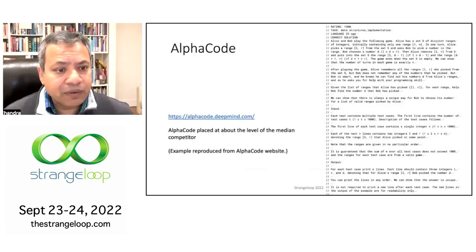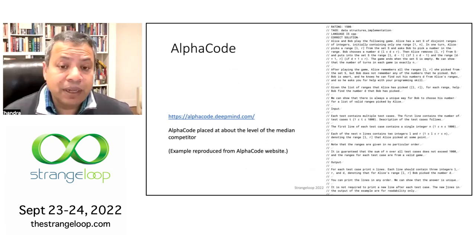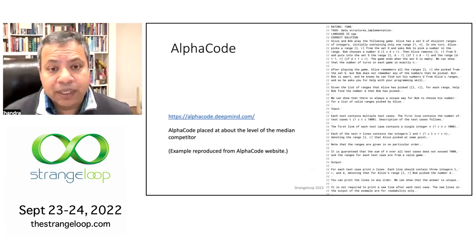Okay, let's look at one more thing. So here is AlphaCode. AlphaCode is a tool created by DeepMind. And on the right side of the screen, you will see a description of a programming competition problem. And this description actually goes on for multiple pages. It will have some tests included in it and so on.